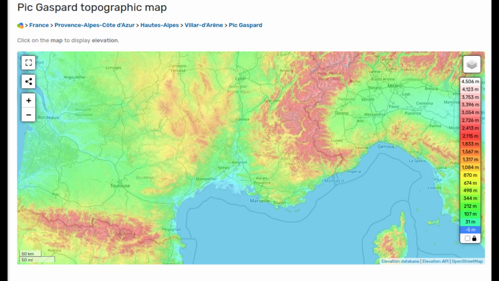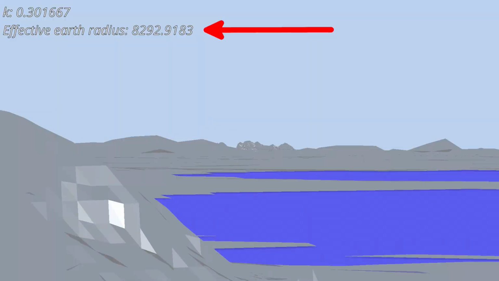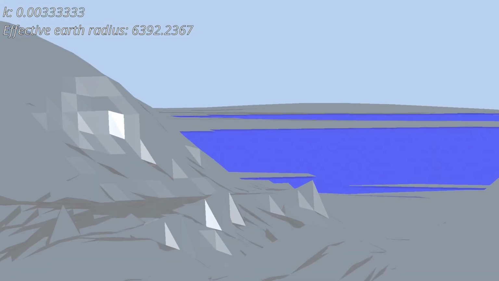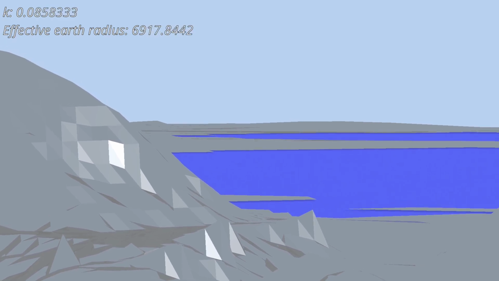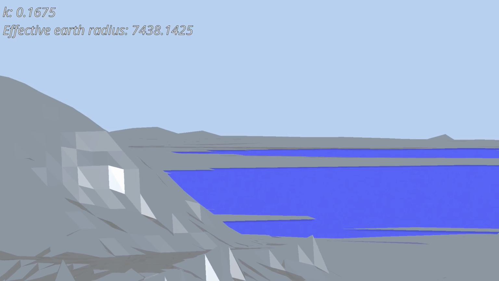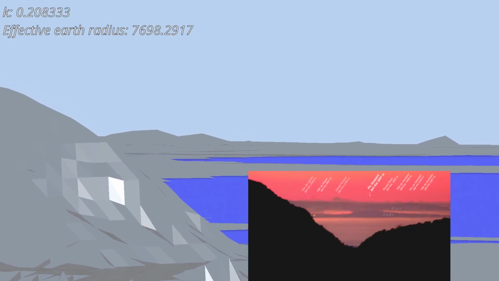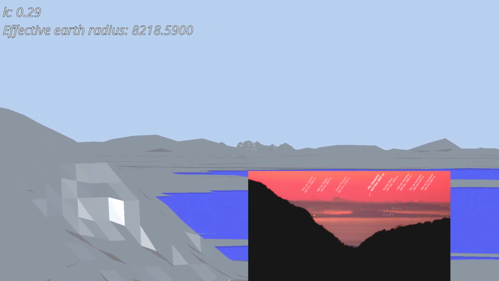With the elevation profile data collected from topographicmap.com, I converted it to data points in PovRay with an adjustable effective Earth radius. This allows me to simulate different refractive conditions. Having done a series of renders sweeping the refraction coefficient from k equals 0 to k equals 0.4, I could then compare my renders to the Pic Gaspard picture and estimate the likely average refractive condition if those conditions were as uniform as they are in my render.